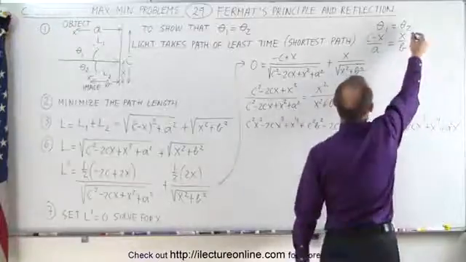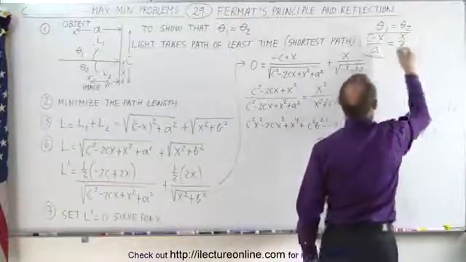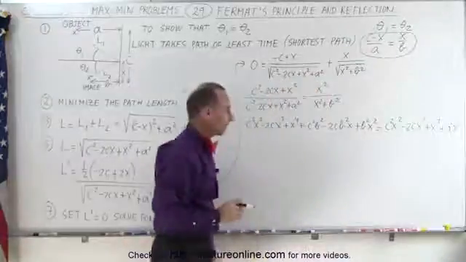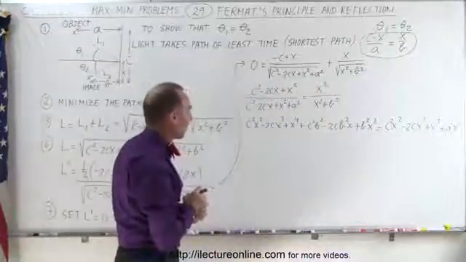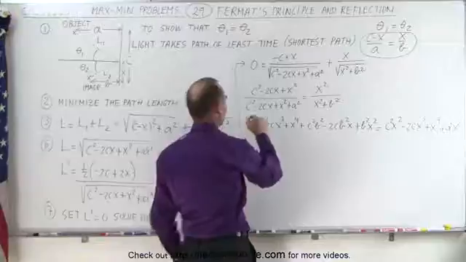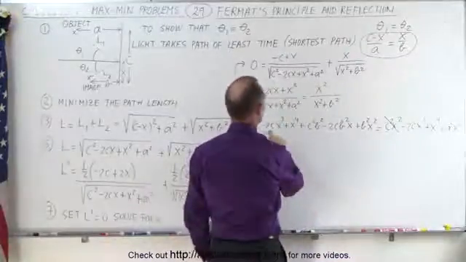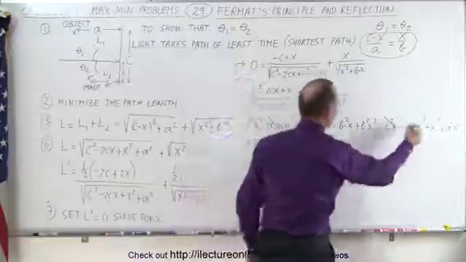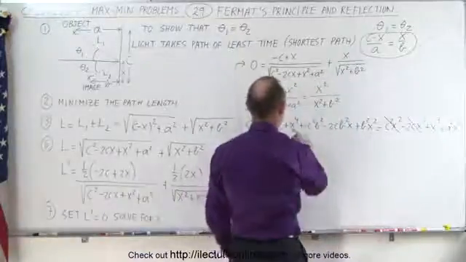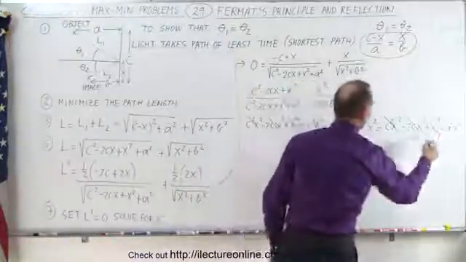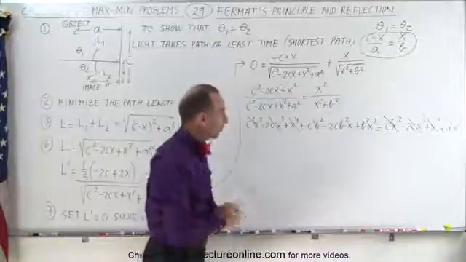Remember, we're trying to show that this is true. We're a long ways from that apparently, right? But let's see if we can simplify some things here. We have a c squared x squared on the left side and the right side. That cancels. A minus 2cx cubed, a minus 2cx cubed, that cancels. An x to the fourth and an x to the fourth. And all of a sudden, it doesn't look that bad anymore.